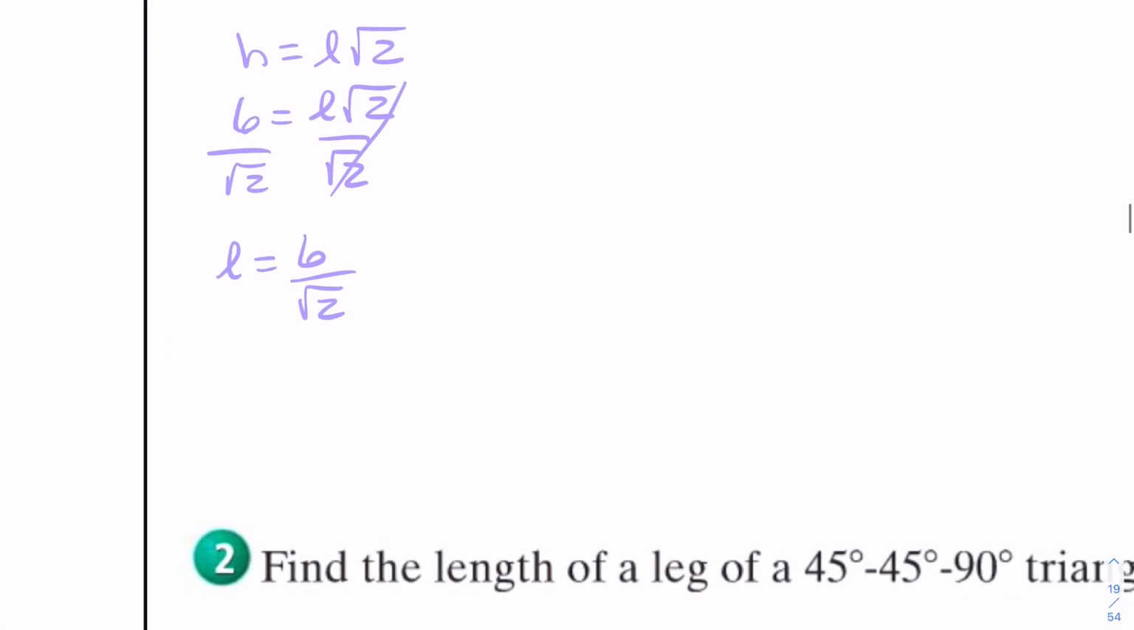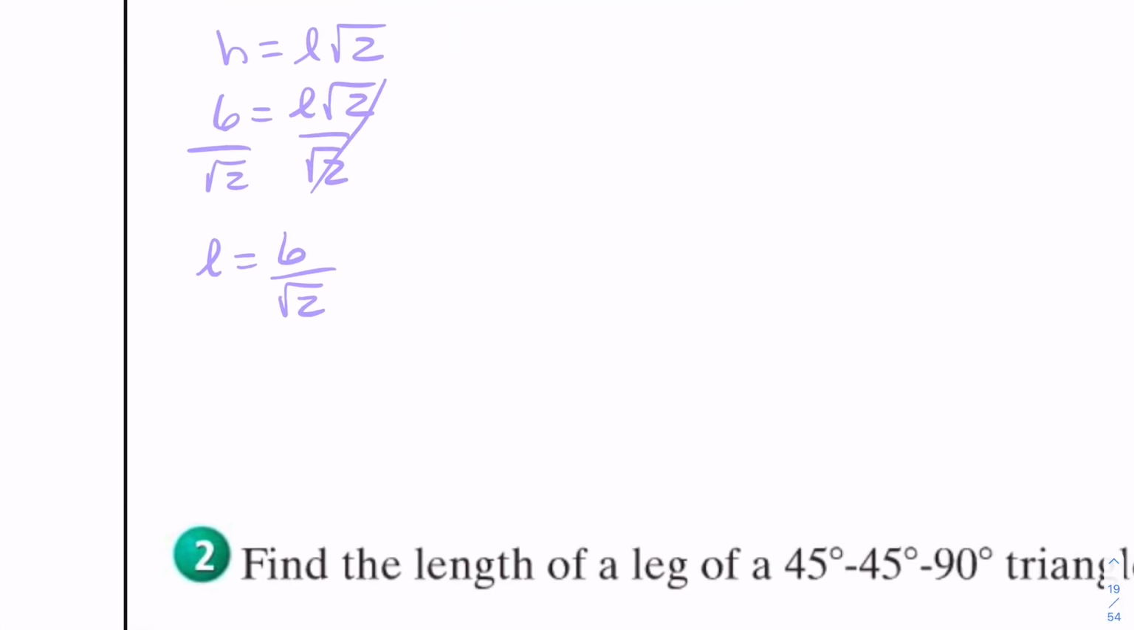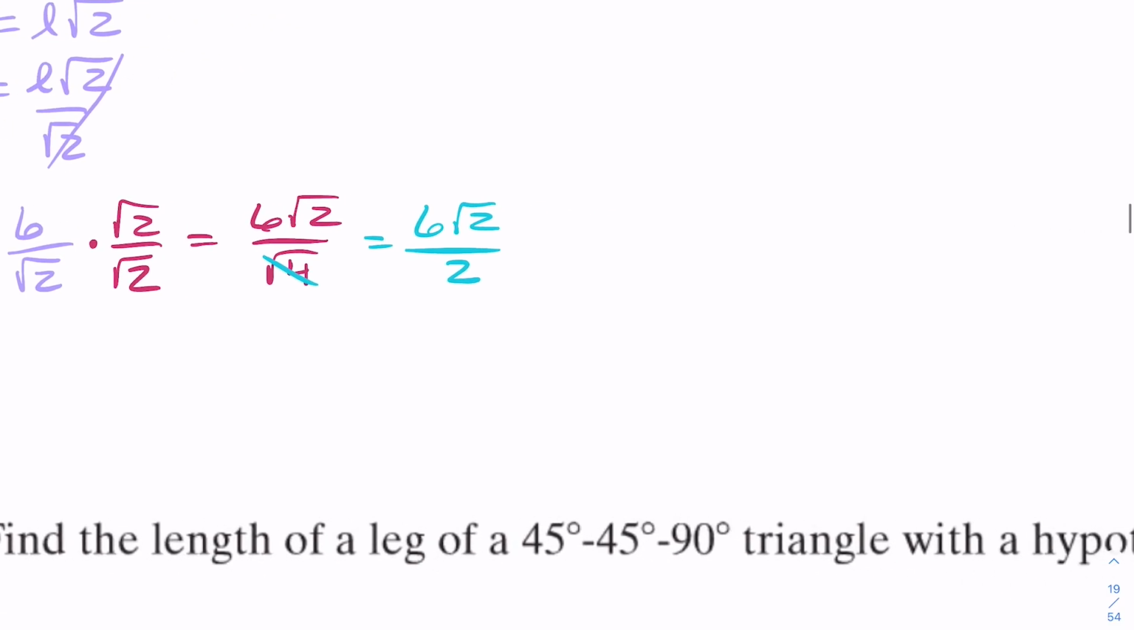The problem is that it's not rationalized. And so again, we're going to have to rationalize it. So we'll multiply it by the number 1, which I'm going to make look like this, which will give me 6 square roots of 2 over the square root of 4. And then that gives me 6 square roots of 2 over 2. And 6 over 2, which is the only thing I can do, is 3 square roots of 2. So the legs here are both equal to 3 square roots of 2.